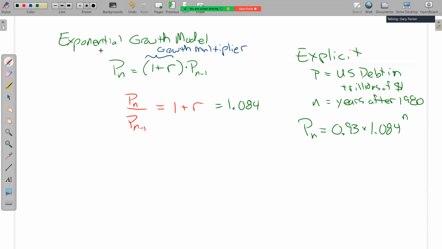So then what I did is, well, let's make a prediction for a future amount like 2025. In 2025, n is 2025 minus 1980, that's 45 years later. So on my spreadsheet, or on my calculator, I would calculate 0.93 times 1.084 to the power 45. And I have that already calculated here.